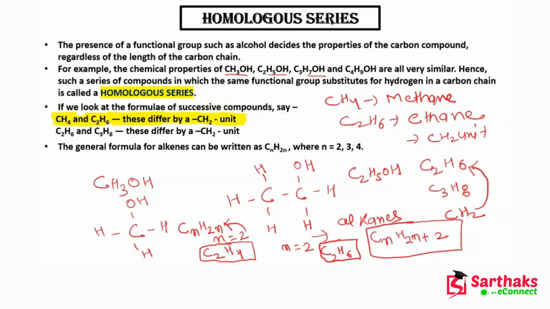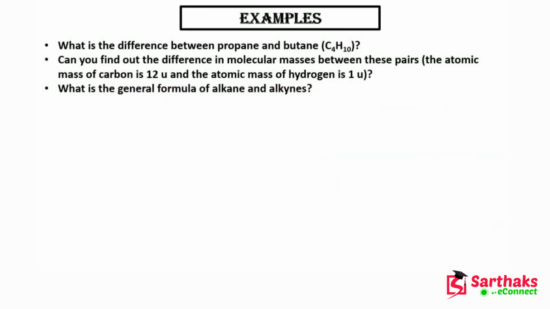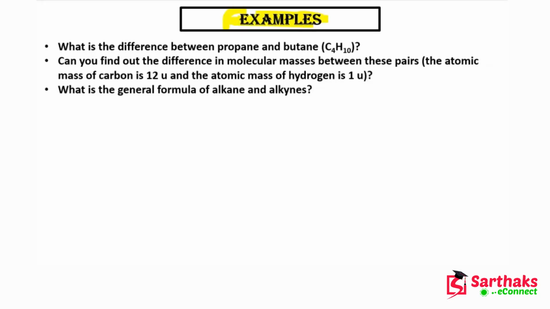I hope you might have been able to understand what I am trying to say. The general formula for alkenes is CnH2n and the general formula for alkanes is CnH2n+2. So let's move on to the next slide. Here we will talk about some examples, because with the help of examples it will be easier to understand what we have seen.